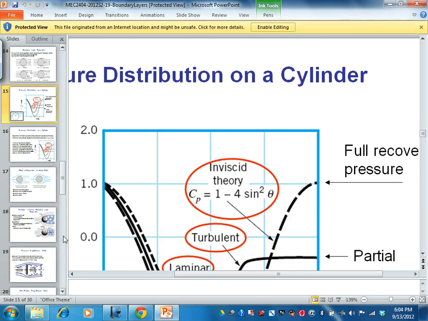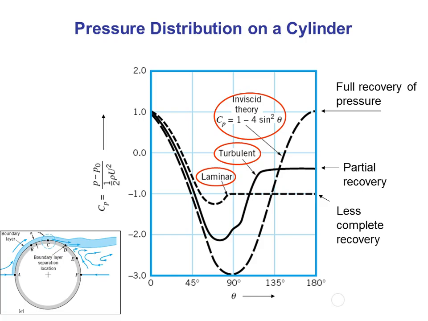This is the story. Boundary layer. If you have a laminar boundary layer, it is very prone to separation, so it separates very early. The laminar boundary layer separates at point C, about 90 degrees. So it separates here, and the pressure in the wake is very negative, negative 1.